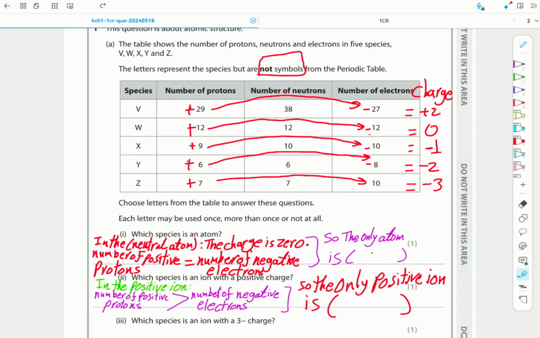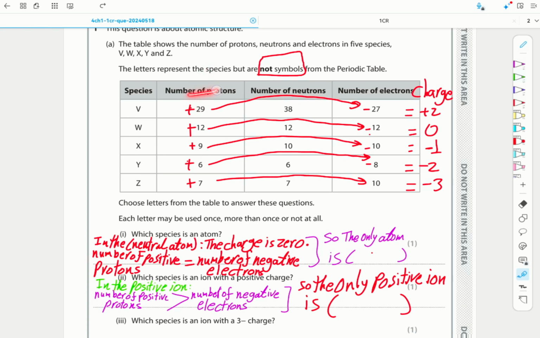And as we said before, my friends, the number of protons in the neutral atom is equal to the number of negative electrons. In here, my friends, we see that they are not the same. They are not equal. So plus 29 minus 27, we have plus 2, because here the number of protons is higher than the number of electrons.